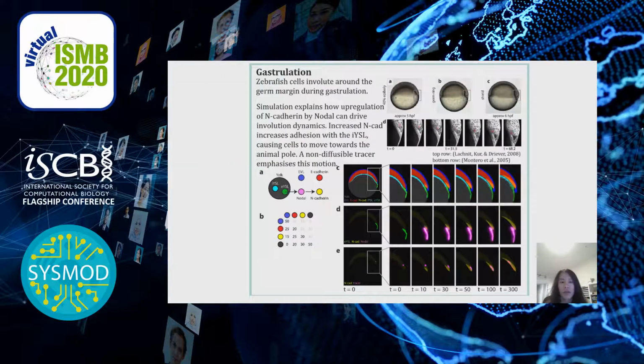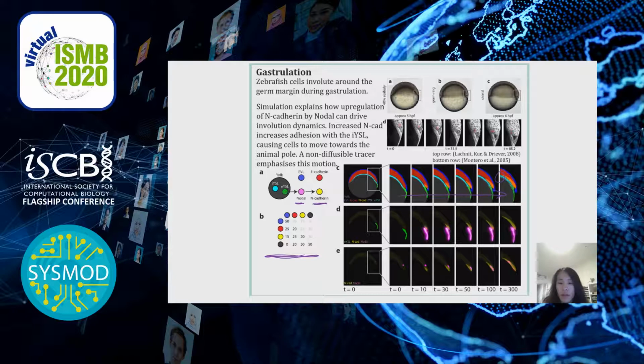Next, simulation of zebrafish gastrulation. We have a diffusing morphogen, nodal, which leads to the upregulation of a CAM, cadherin, and we specify some adhesion strengths in this matrix as before. This causes cells to involute around the germ ring margin and move towards the animal pole over time, as seen here.